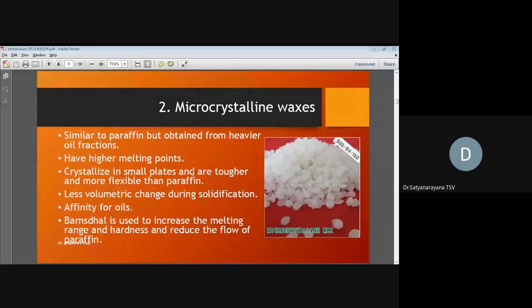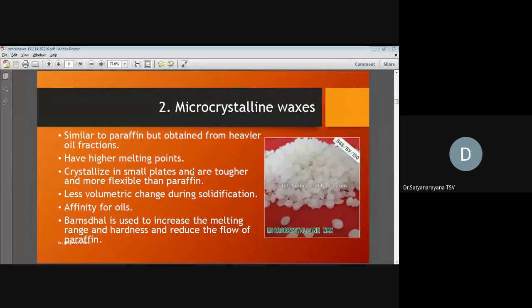Less volume is used to increase the melting range and hardness and the flow of your paraffin. The most important thing we have to keep in mind about your dental waxes is the flow and thermal coefficient. That means the change in dimension with the amount of heating, because we are talking about a plastic material, so it's obviously used when it is in liquid form. Okay.